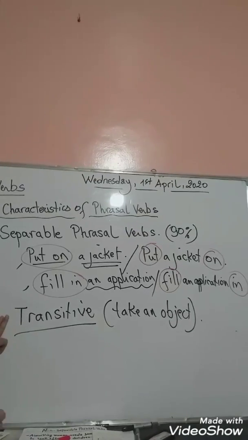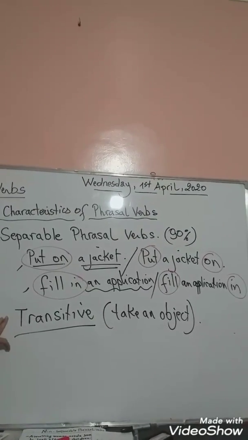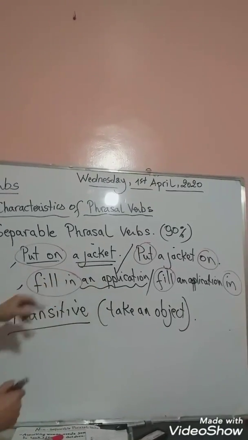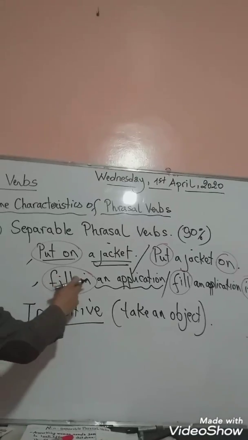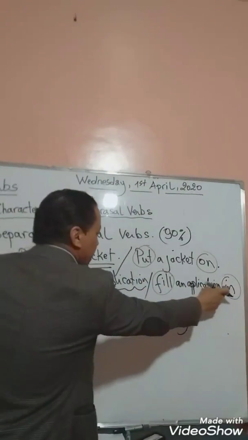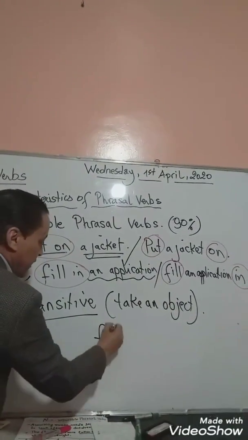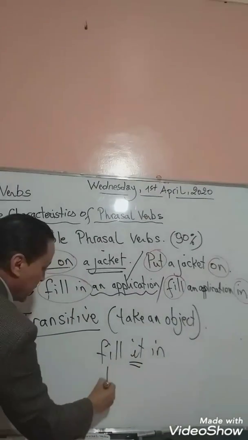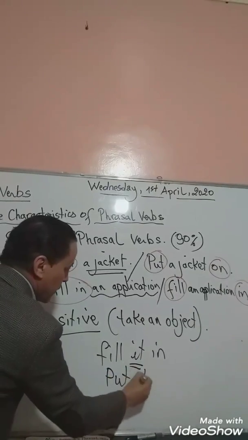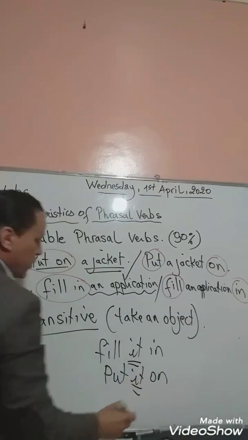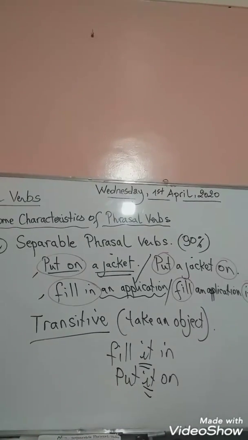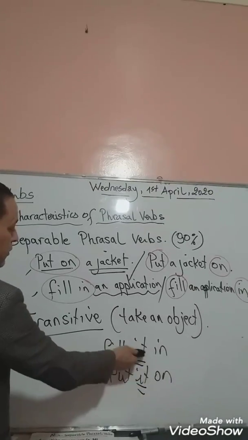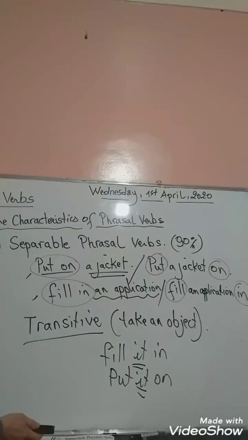Now what happens sometimes in speaking, we just replace the object with a pronoun. Say, for example, instead of saying fill an application in, we just say fill it in. Same thing, put it on. So most of the time it's like this. One technique to become fluent in English is to use pronouns instead of the object.